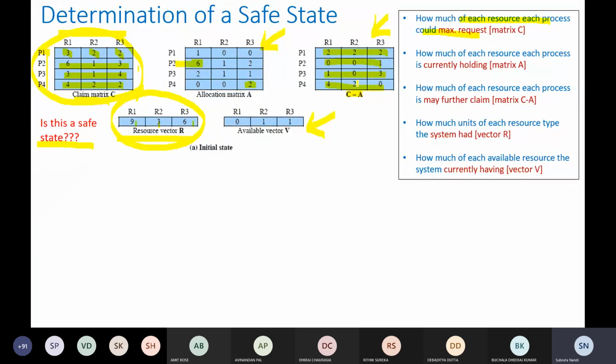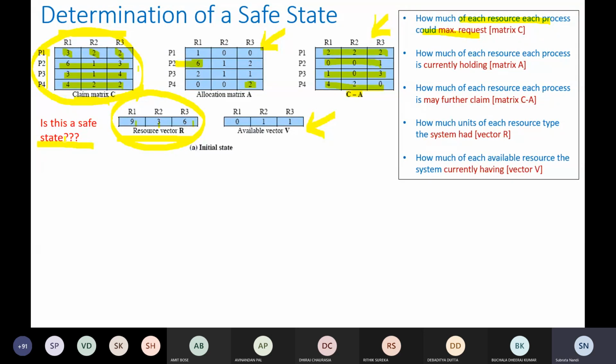Even if those extreme pending claims occur, will the system be able to get rid of the situation? Will there be some exit path, like somebody will finish and somebody else will finish, like that? That is a question. Can we calculate that? Can we find it out? Have you got my question?